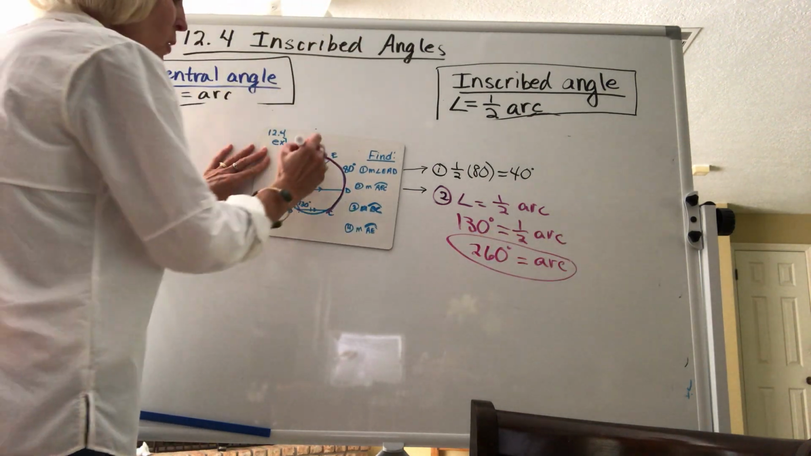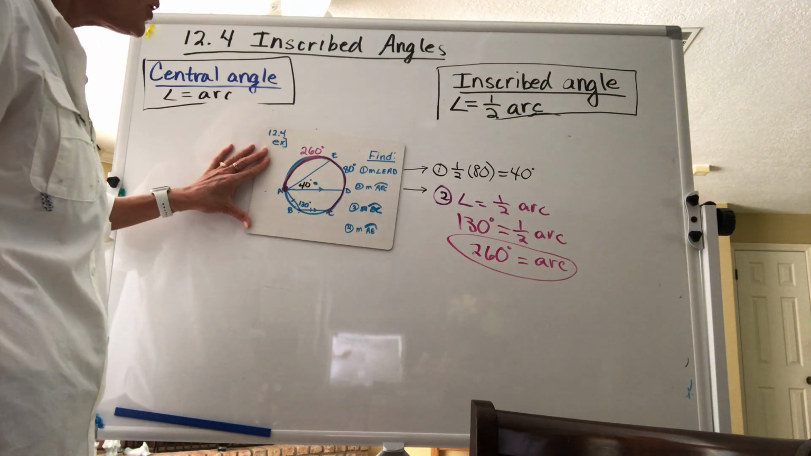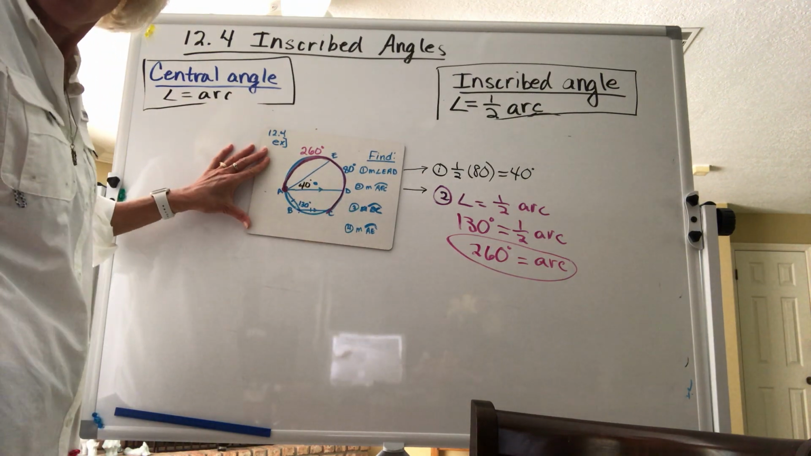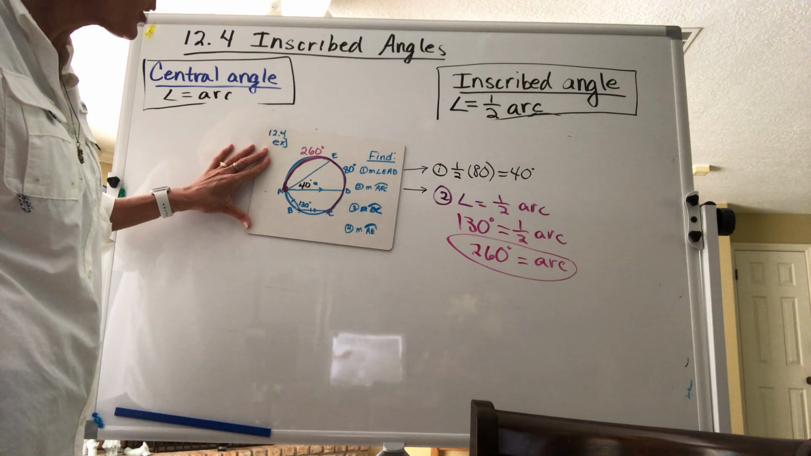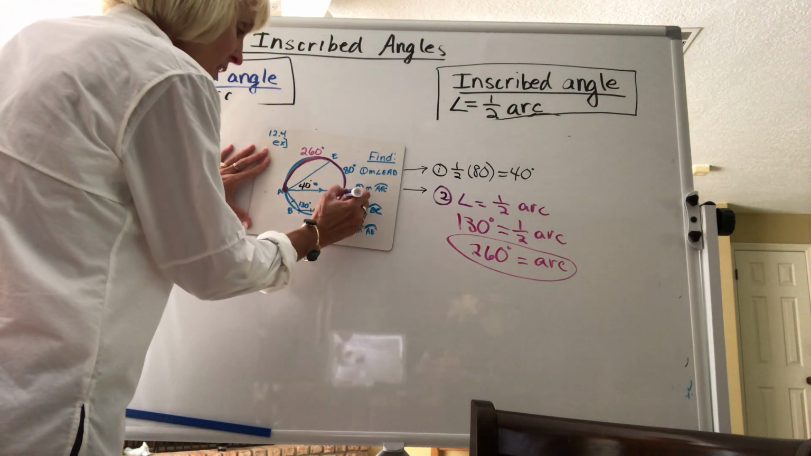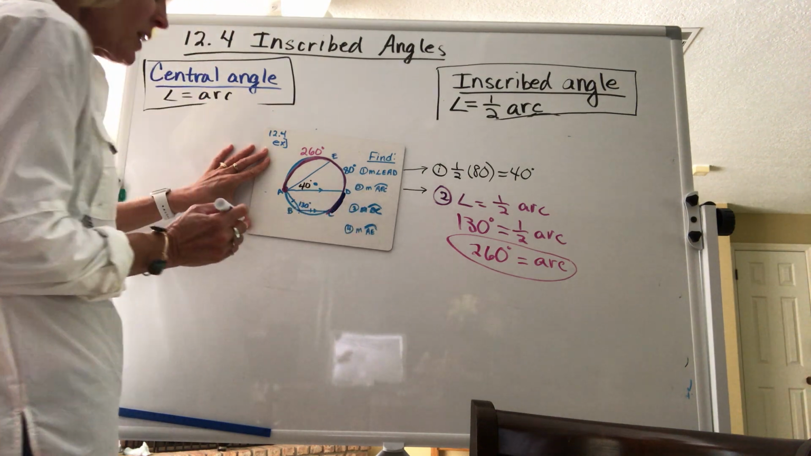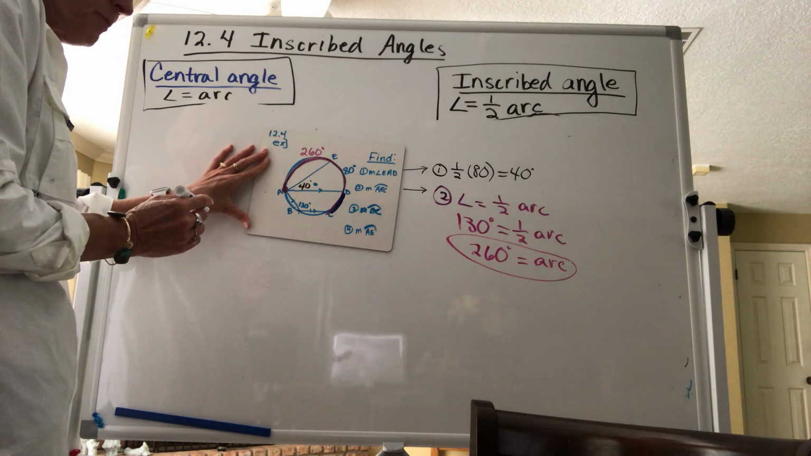Okay? So now we know this whole pink arc is 260 degrees. So we can move on to number 3, where we were trying to find the measure of arc DC. Well, arc DC is this arc. So how can I find arc DC?